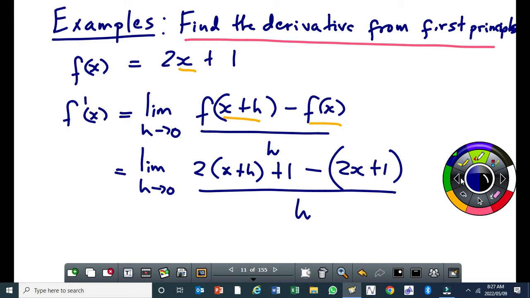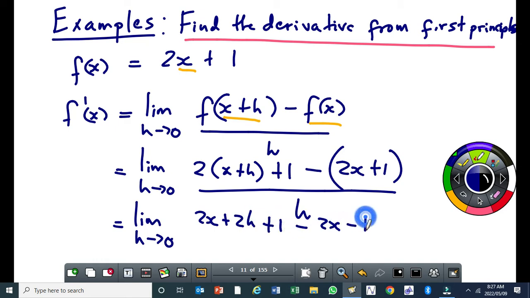If you stop writing that, then it means you are no longer using the definition of a derivative from first principles. So this will be the limit as h tends to 0 of 2x plus 2h plus 1 minus 2x minus 1, all over h. I hope you are following me.